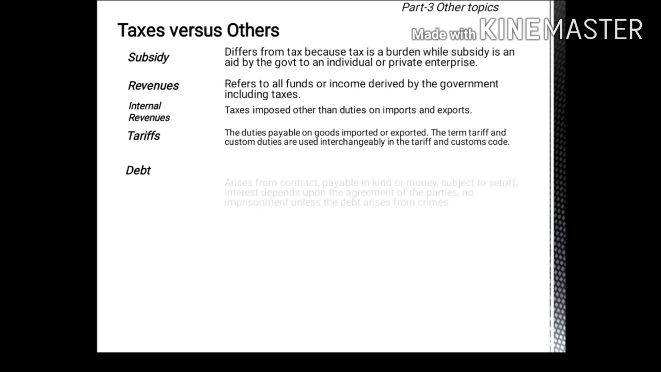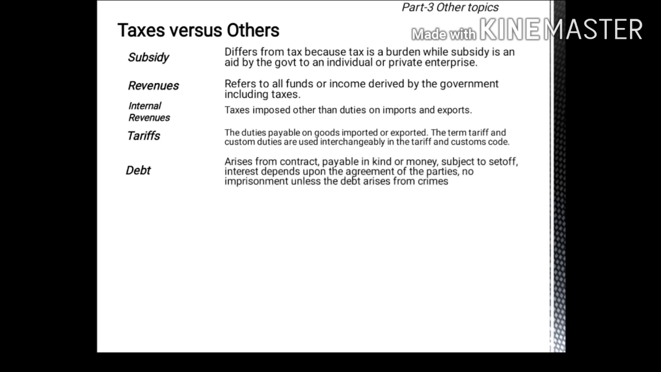Next is ang utang. Ang utang arises from contract, whereas taxes arises from sovereignty. The debt is payable in kind or money, and taxes is only payable generally in money. The debt is subject to set off. Unsa may meaning ani? That means if na kay utang sa isa ka person pero naapog kay receivable ana na person, pwede i-quits, pwede ma set off.